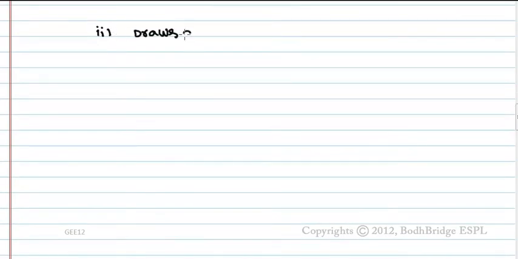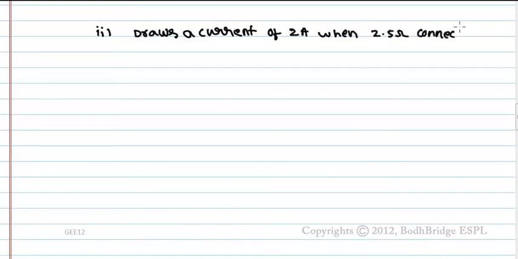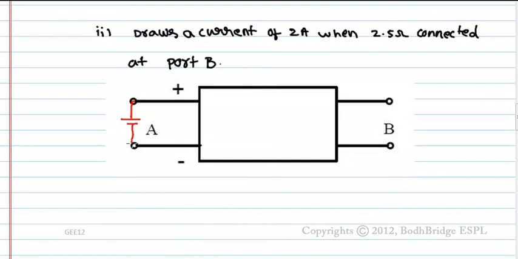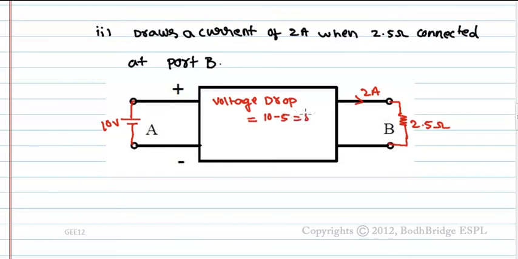Second statement, draws a current of 2 amperes when 2.5 ohm is connected at port B. Ten volts, 2.5 ohm, 2 amperes. Voltage drop is equal to 10 minus 5 equals 5 volts and current is equal to 2 amperes.